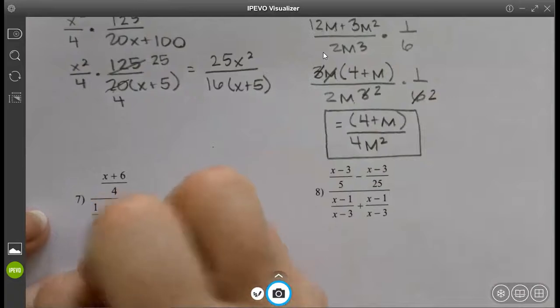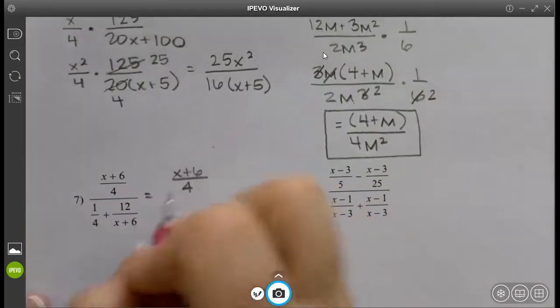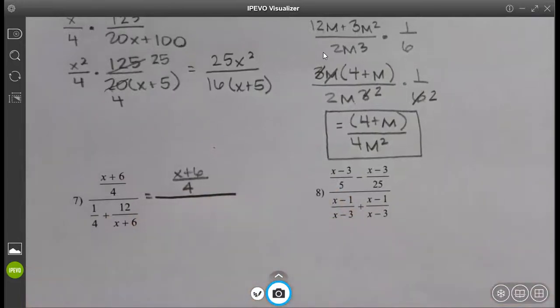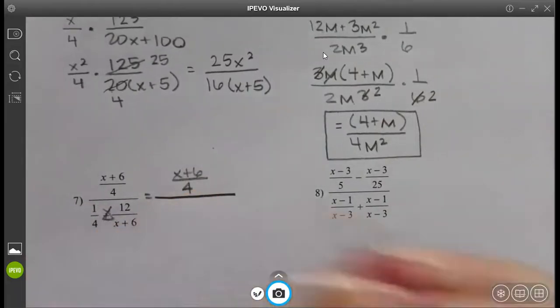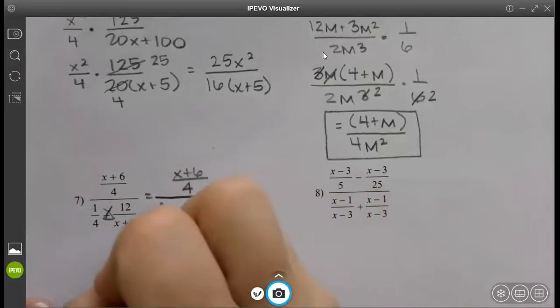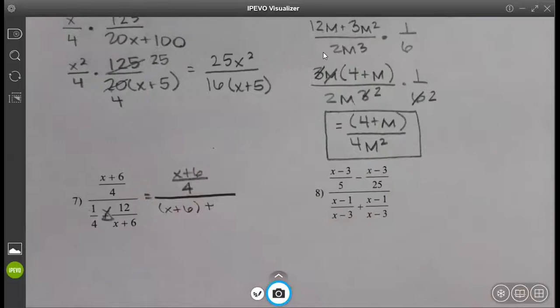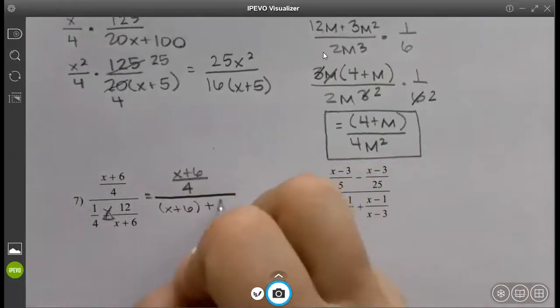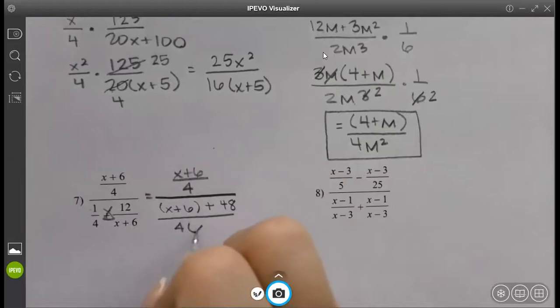All right, on the next one, the top one is good because it's a singular fraction. There's only 1 in the top. On the bottom, I need to get one fraction. So I'm going to put them together by cross multiplying. 1 times x plus 6 is x plus 6. We have a plus. 12 times 4 is 48. Over, multiply it together, 4 times x plus 6.